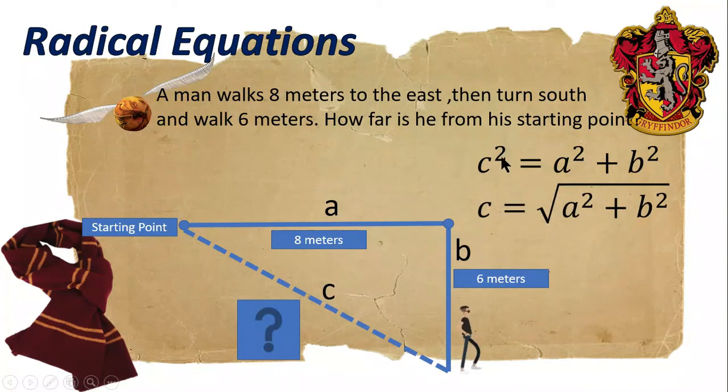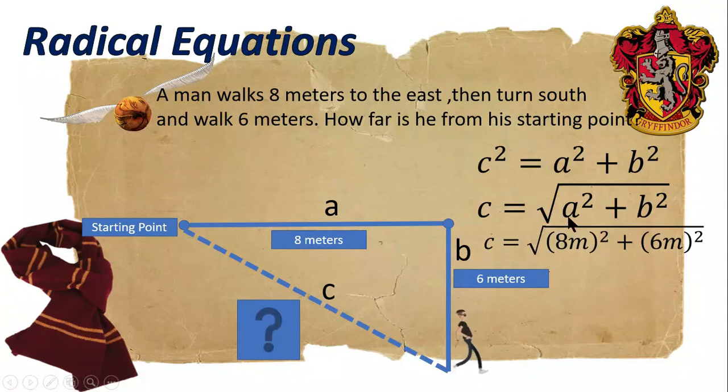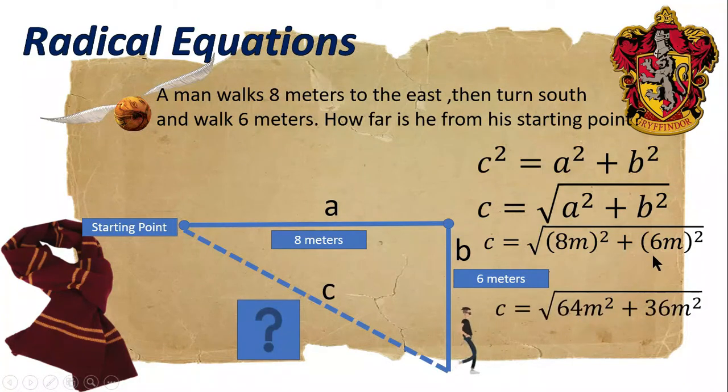Okay, so if I take this away, I need to take the square root of both sides, so that would be the square root of a squared plus b squared. So I let the value of a and b be those numbers. Okay, so c will become the square root of the square of a, which is 8, so 8 meters squared, and then the square of the b, which is 6 meters. And 8 meters squared is 64 meters squared, and 6 meters squared is 36 meters squared. And I add them, so the answer is 100 meters squared, and I take the square root of that, so the answer is 10 meters.